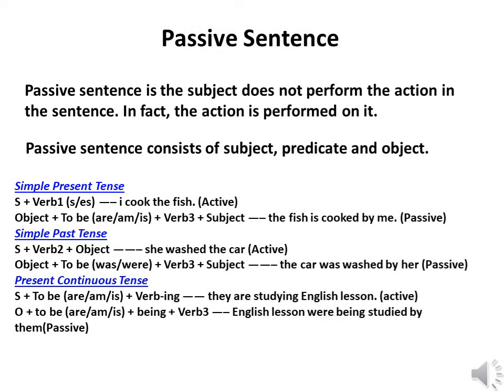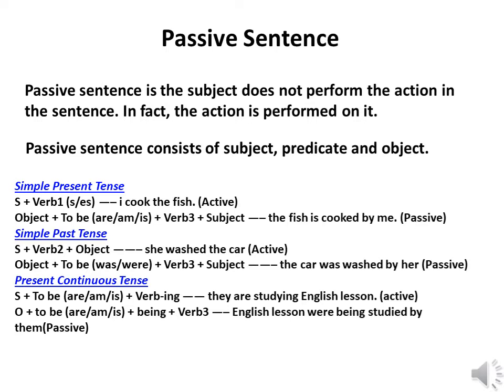In this slide, I will explain about passive sentence. A passive sentence is one where the subject does not perform the action in the sentence. In effect, the action is performed on it. A passive sentence consists of subject, predicate, and object. In the simple present tense, the pattern of an active sentence is subject plus verb 1, with s or es. For example, I cook the fish is the active sentence, and the passive pattern is object plus to be, are, am, is, plus verb 3 plus subject. For example, the fish is cooked by me is a passive sentence.